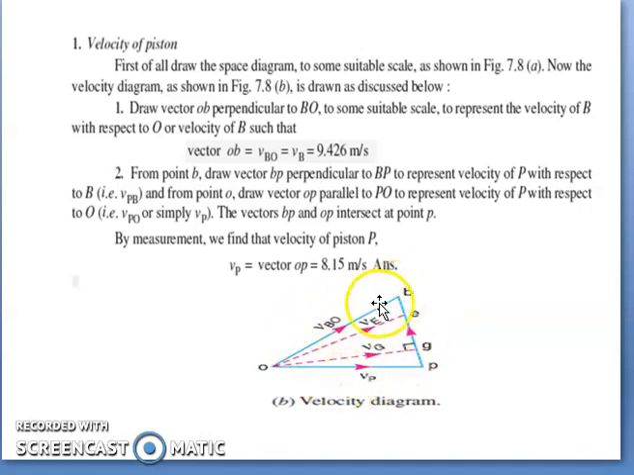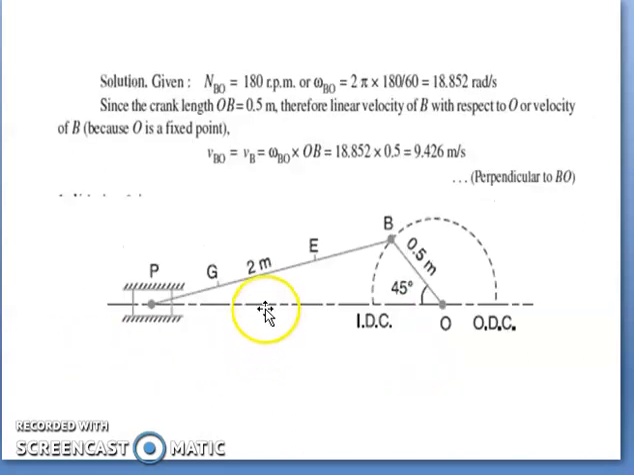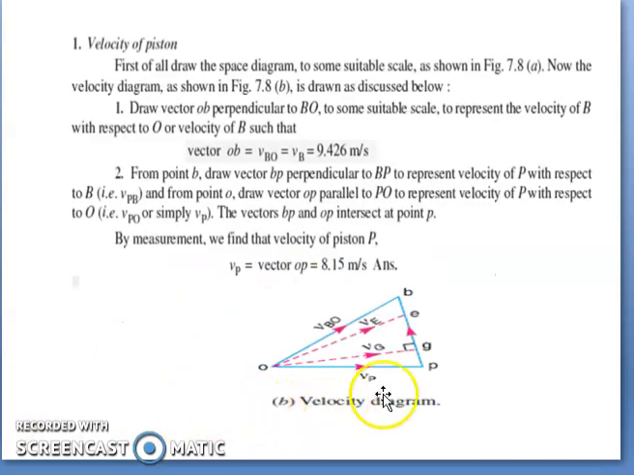So if you want to find out any intermediate point, what you have to do is, you find out the ratio at which the point divides the link. Suppose it is dividing in the ratio of 1:3, again you have to fix the point.